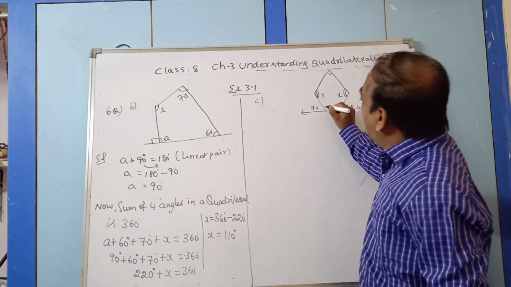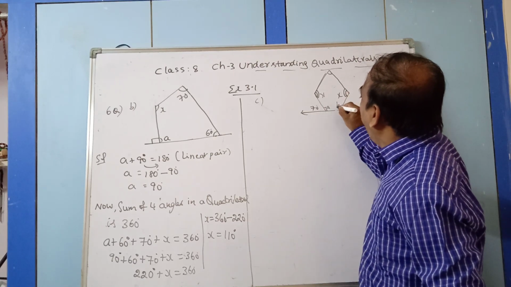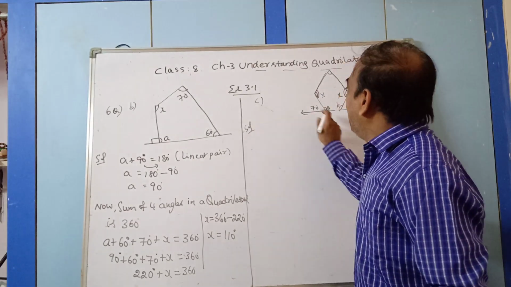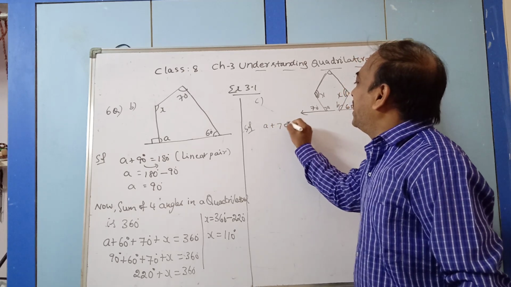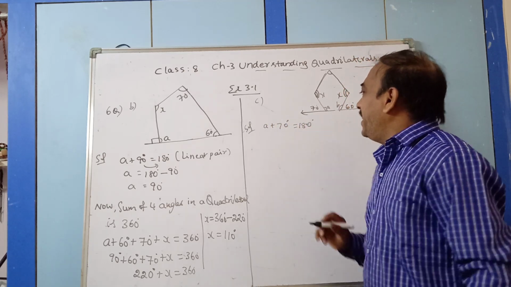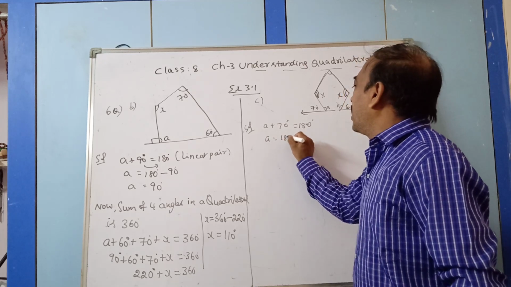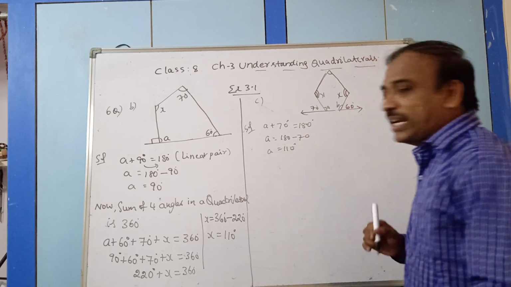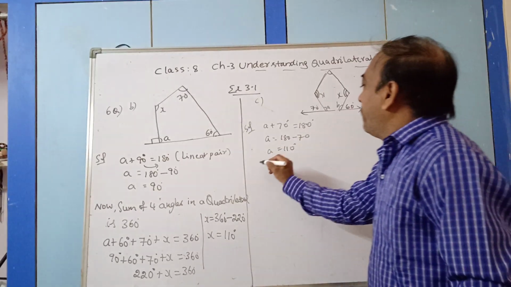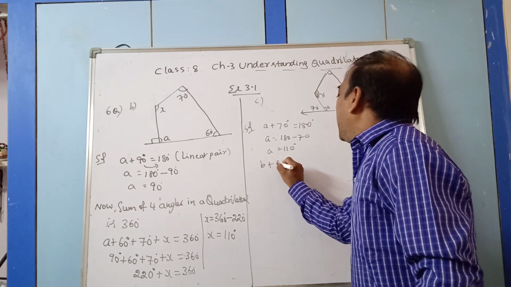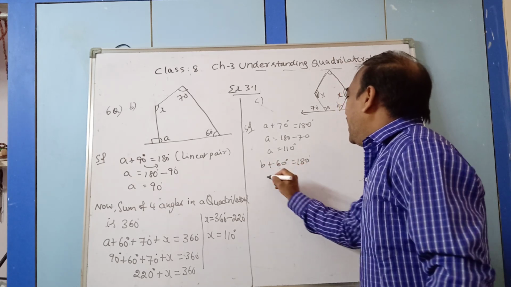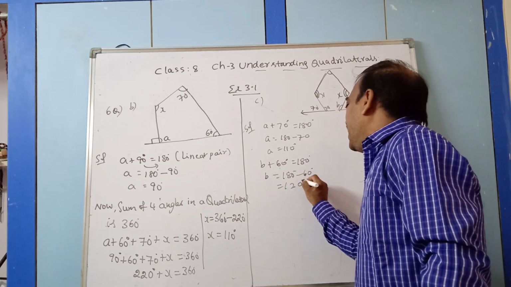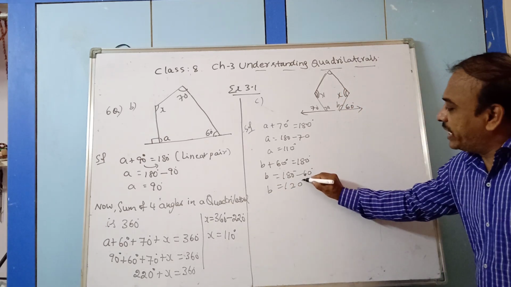Now in this one also, we use the linear pair. Here I am taking one angle as A and another angle as B. So A plus 70 degrees is equal to 180, where A is equal to 180 minus 70, which will give you 110 degrees. Then B plus 60 degrees is equal to 180, then B is equal to 180 minus 60, which will give you 120 degrees.